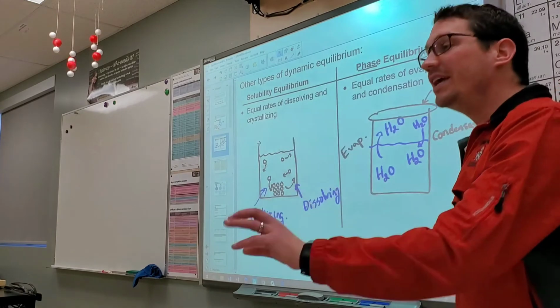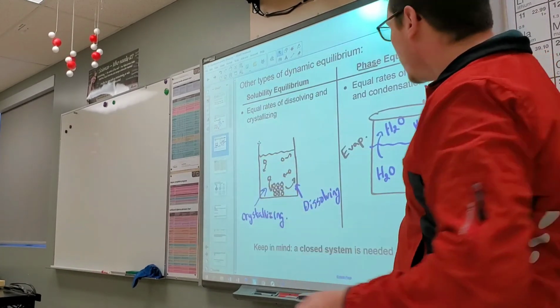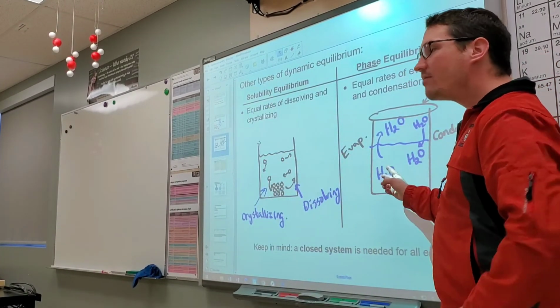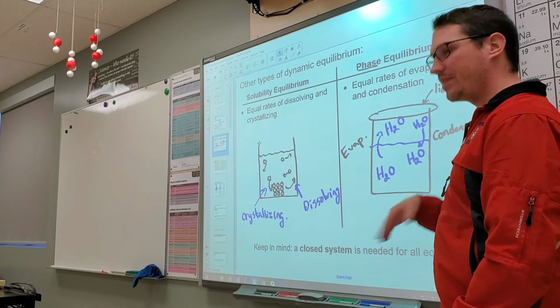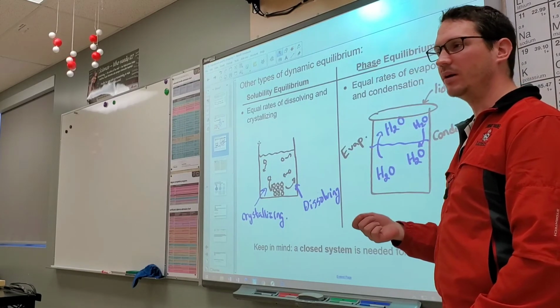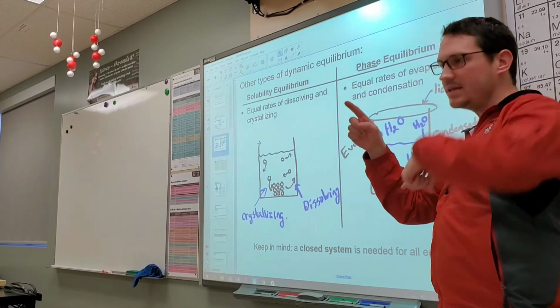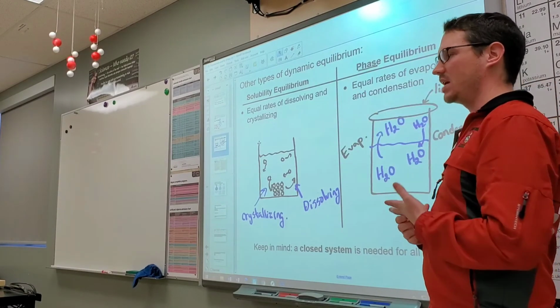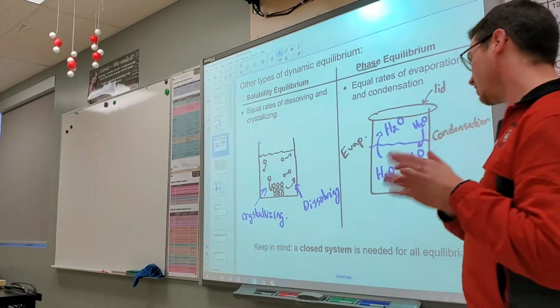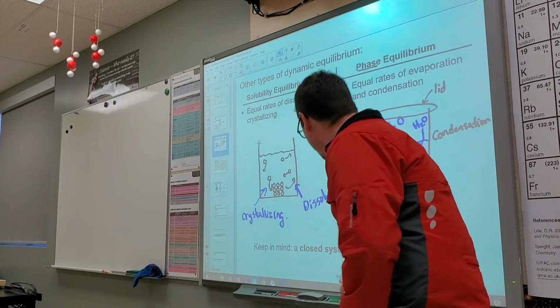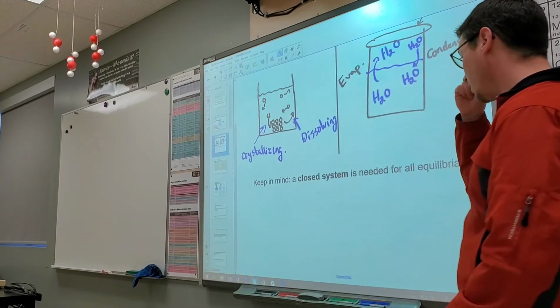We reach equilibrium as soon as, for every 5 water molecules that leave, 5 enter. That's how we define equilibrium: identical rates of 2 opposite processes. Are we kind of okay with that? Okay. Keep in mind a closed system is needed for all equilibria.